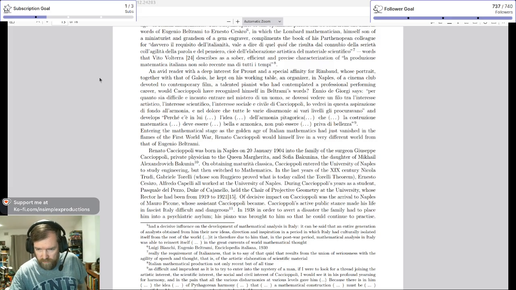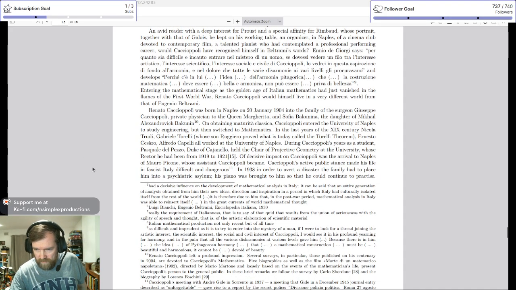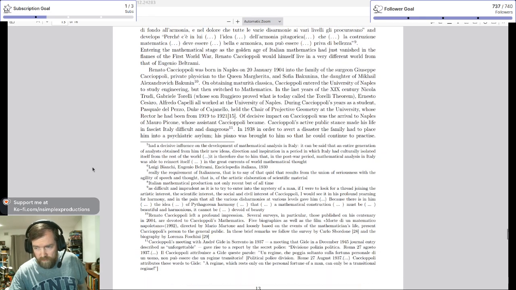As difficult and imprudent as it is to try and enter into the mystery of man, if I were to look for a thread joining the artistic interest, scientific interest, and social and civil interest of Cacciopoli, I would see it in his profound yearning for harmony, and in the pain that all various disharmonies at various levels gave him, because in him there is the idea, the Pythagorean harmony, that mathematical construction must be beautiful and harmonious, and it cannot be devoid of beauty.